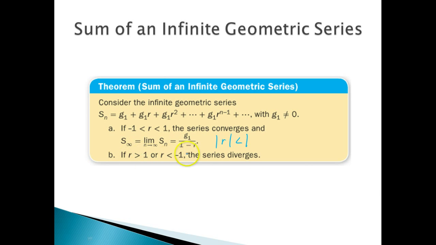If r is bigger than 1 or r is less than negative 1, we can just say that absolute r is greater than or equal to 1. They actually have strictly greater and strictly less here, but if it's equal to 1, you're also in bad shape. So we can actually add equal signs to these. Then that's where we're going to be divergent.